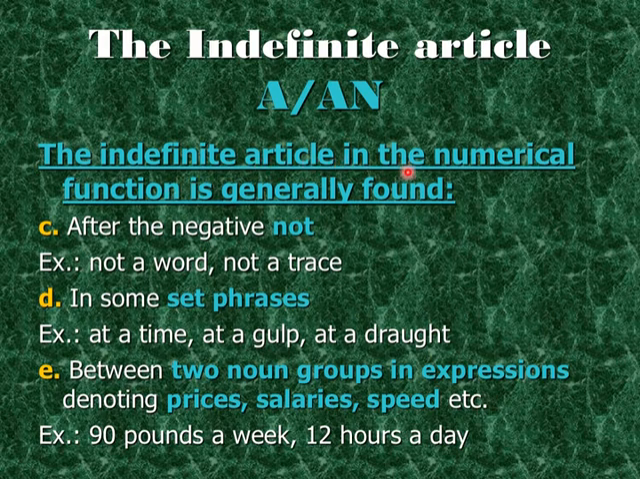The indefinite article in the numerical function is also found after the negative not. For example, not a word, not a trace. In some set phrases: at a time, at a gulp, at a draught. And between two noun groups in expressions denoting prices, salaries, speed. For example, £90 a week, 12 hours a day.